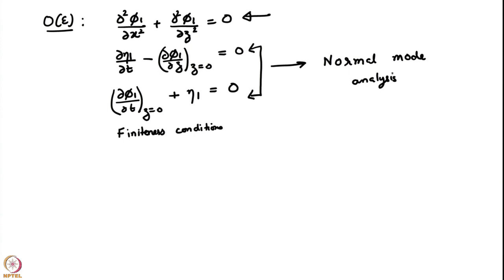You will see that firstly we will have to find out how to solve the Laplace equation. In this coordinate system it is very easy. Then we will have to do a normal mode analysis, and then we will have to substitute into the boundary conditions. When we do this, it will give us our frequency relation. In this case it will be called a dispersion relation. Once we know the dispersion relation, and once we know phi 1 and eta 1 as a function of x, z and t, our problem is solved. We can begin to interpret that problem physically.